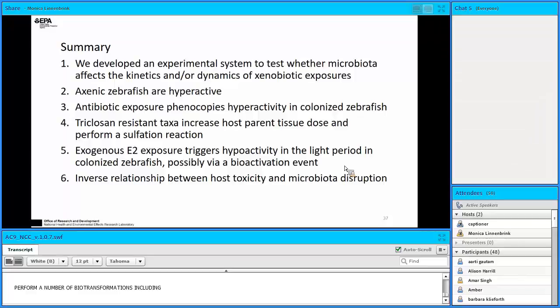And in the case of exogenous E2, this is a really cool case study where we were able to show that the exposure to this compound does not perturb the community structure of host-associated microbiota, but it does result in a potential bioactivation event leading to a light-specific hypoactivity event. And finally, in the case of the BP replacement chemical story, we identified for the first time an inverse relationship between host toxicity and microbiota disruption, in part because we were able to test so many chemicals side by side at so many concentrations, and that's one of the real advantages of this system.